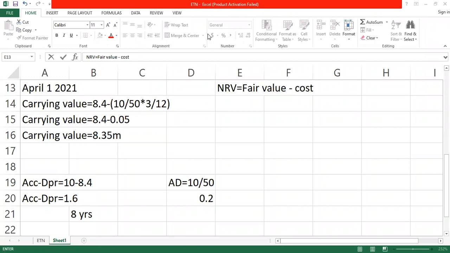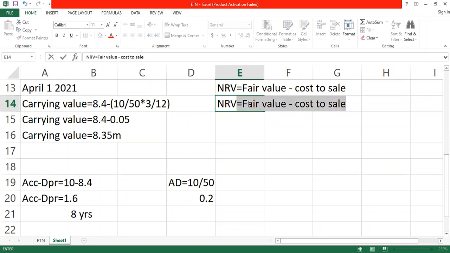Go for the one that you are comfortable with. The net realizable value is the fair value, after that, less cost to sell. Let's do it the Accra Academy way. The cost to sell is any cost that you are going to incur to sell the asset. It can be transportation, agent fee, and any of them.